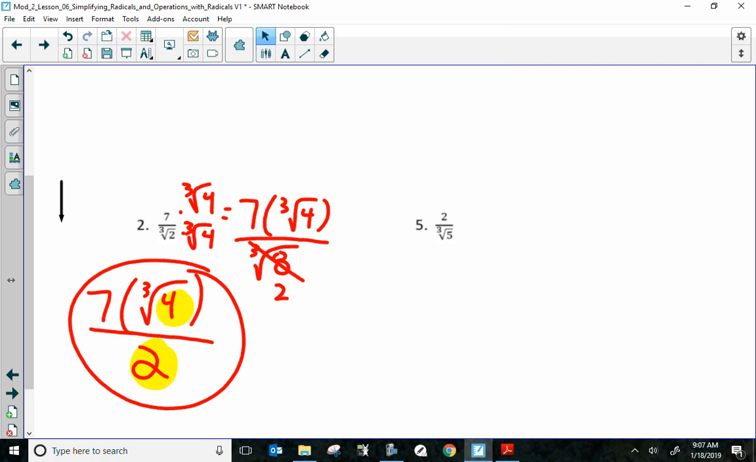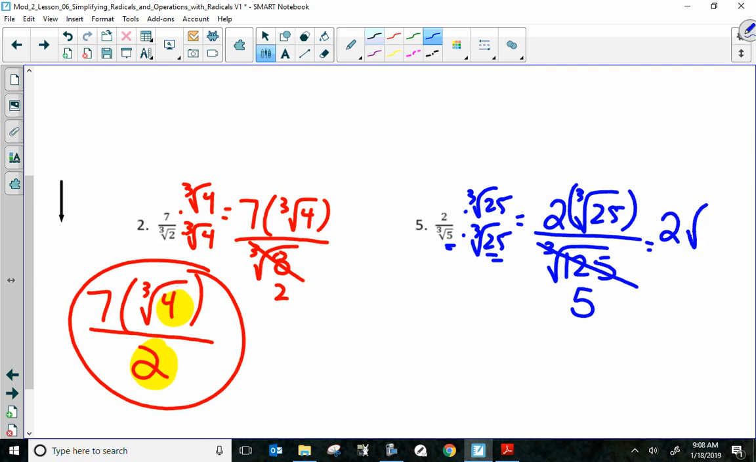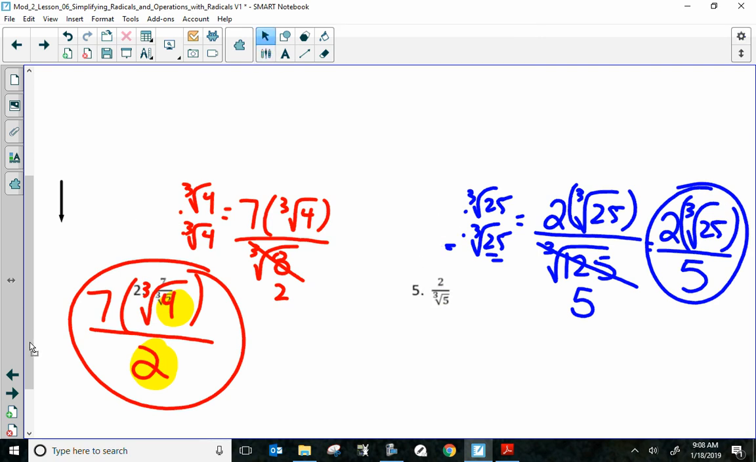Big rule. Next one, number 5. I'm going to multiply this times the cubed root of 25, top times the cubed root of 25. How come? Because even though I have 2 times the cubed root of 25 on top now, 5 times 25 is 125, and that is a perfect cube. There is no other perfect cube that you can turn 5 into by multiplying it except 125. So when everything's all said and done, 2 cubed root of 25 all over 5. Bam! See, they're not so bad.